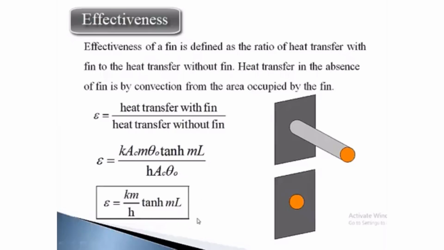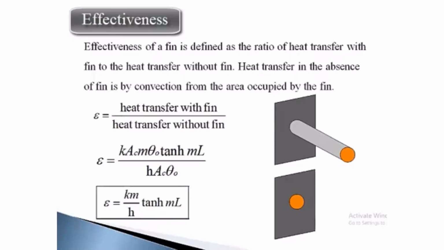It shows how many times the heat transfer is increased by providing a fin. In the absence of fin, if the heat transfer from this area is 5 watts, and by providing the fin the heat transfer increases to 25 watts, then the effectiveness is going to be 25 by 5, or 5. By providing the fin, the heat transfer has increased 5 times. So effectiveness means how many times the heat transfer is increased by providing the fin.